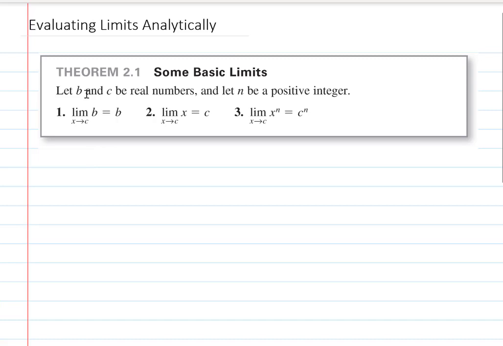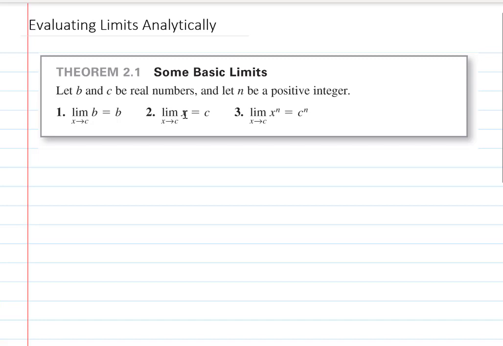So think of b and c as real numbers, so there are some constants here. For instance, for the first one here, the limit of any constant b as x goes to some limit point c is equal to b, right? Because if you think about the constant function, it's just some flat horizontal line. There are no holes, no breaks in there. So no matter what your c is, your function value is always b. That should be pretty straightforward.